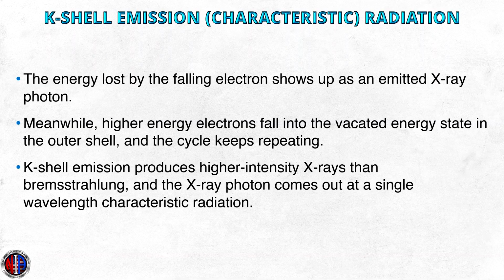The energy lost by the falling electron shows up as an emitted X-ray photon. Meanwhile, higher energy electrons fall into the vacated energy state in the outer shell, and the cycle keeps repeating. K-shell emission produces higher intensity X-rays than Bremsstrahlung, and the X-ray photon comes out as a single wavelength characteristic radiation.